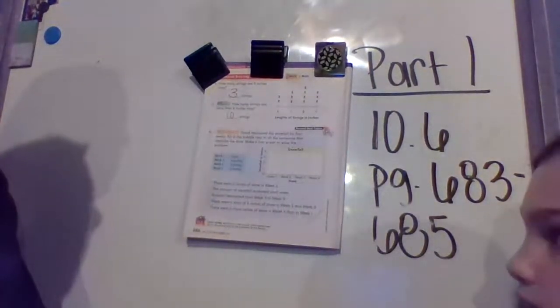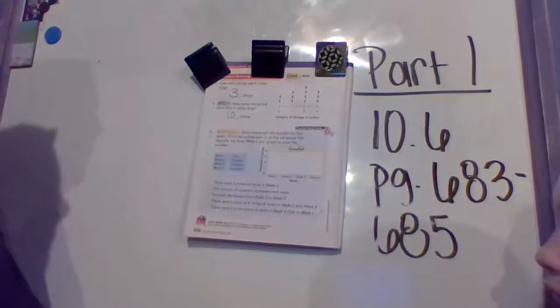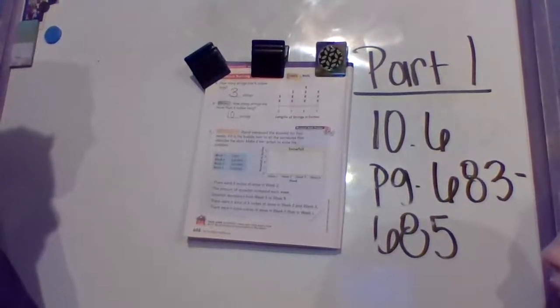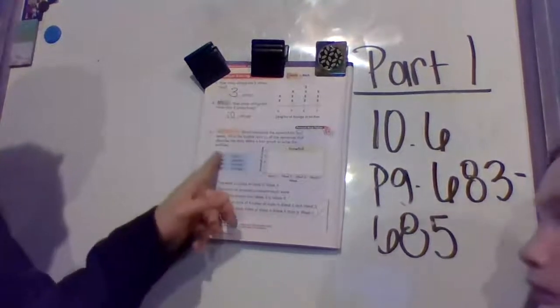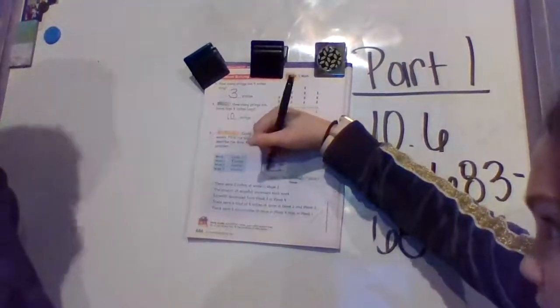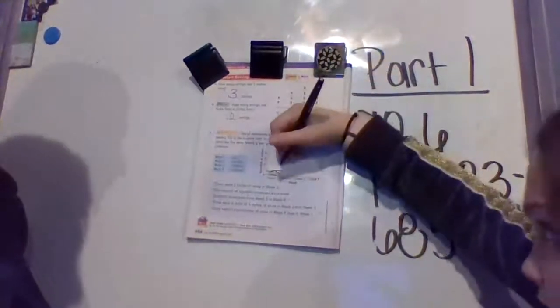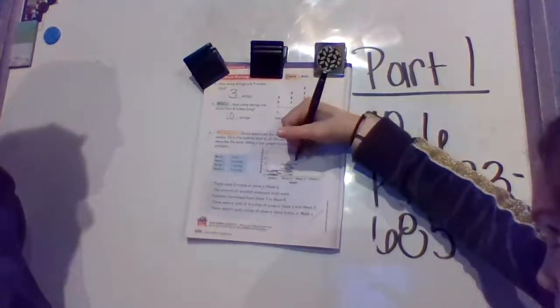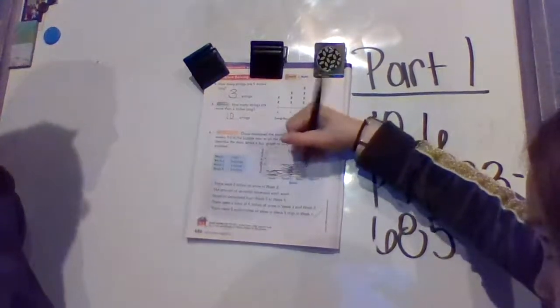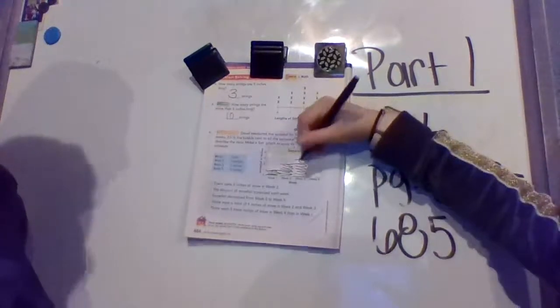And then finally underneath, David measured the snowfall for 4 weeks. Fill in the bubble next to all the sentences that describe the data. Make a bar graph to solve the problem. So Riley, go ahead for week 1, shade to the 1. Try to go quick because we're running out of time on here. Week 2, 2 inches and down. Week 3 is 3 inches and down. And week 4 is 4 inches and down.